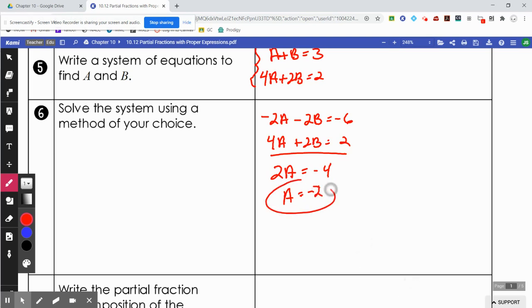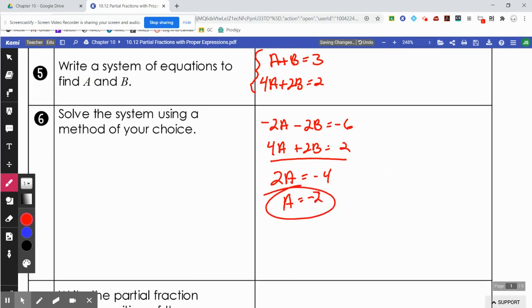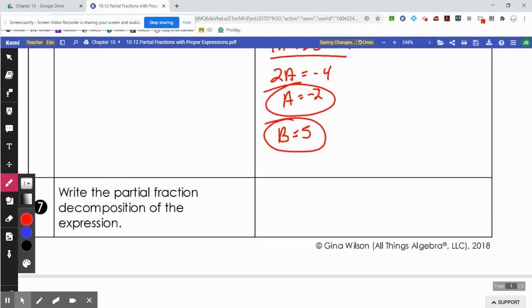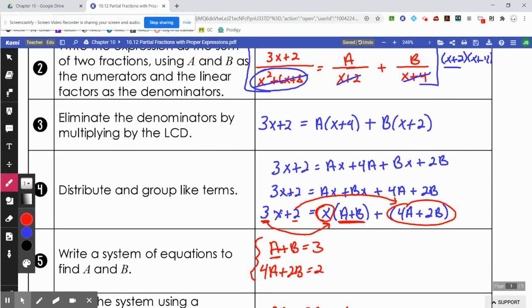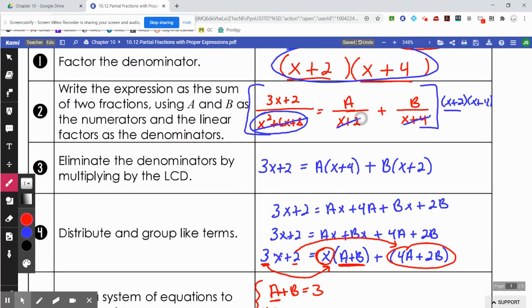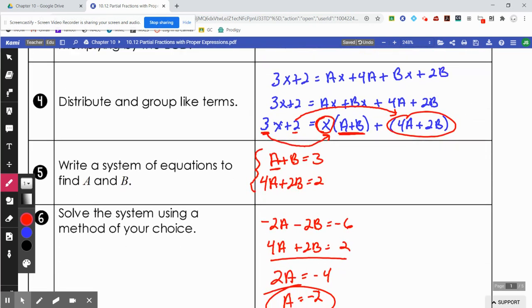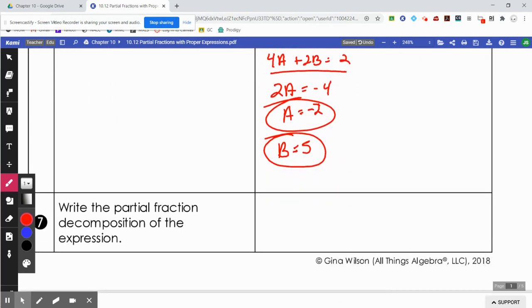That's half your answer. And when you plug A equals negative 2 back in, you find out that B is equal to, let's see, negative 2 plus 5 would be 3. So there's your B value. It says write the partial fraction decomposition of the expression now. If you'll go back and look, here is your partial fraction decomposition. We were going to break down our original into A over x plus 2 plus B over x plus 4. So we now have A over x plus 2 plus B over x plus 4.